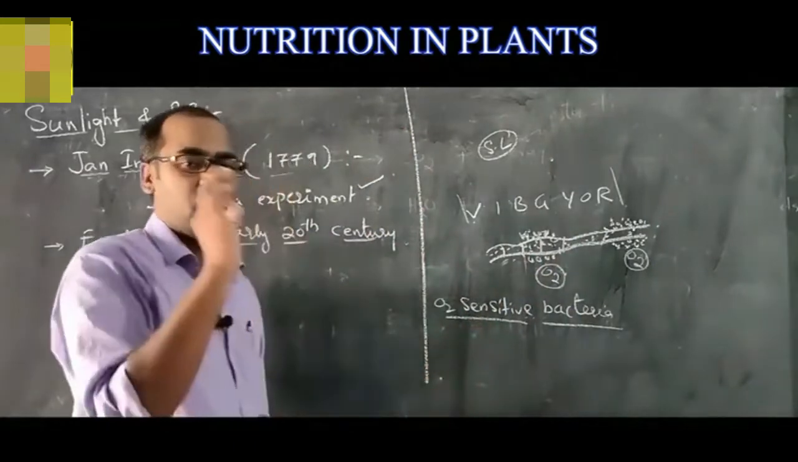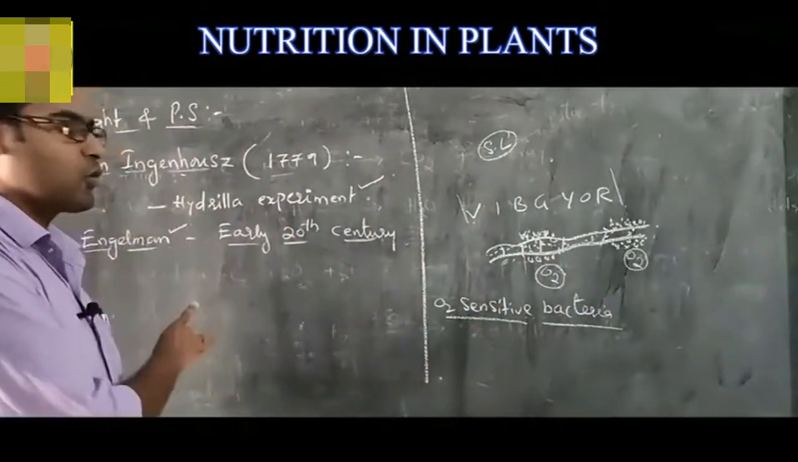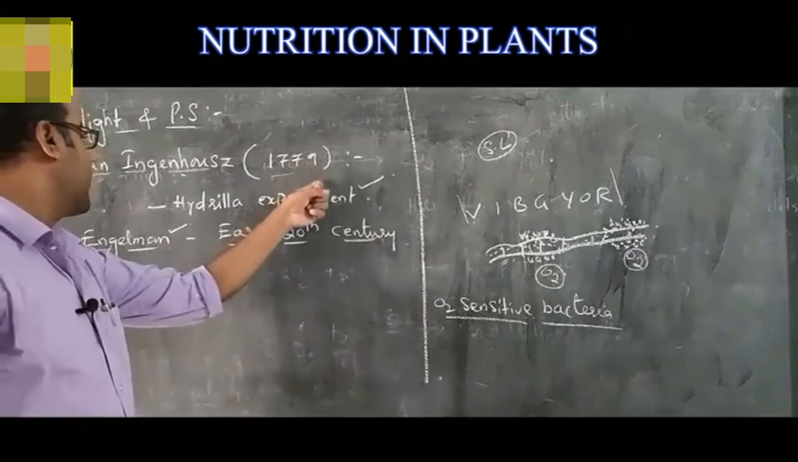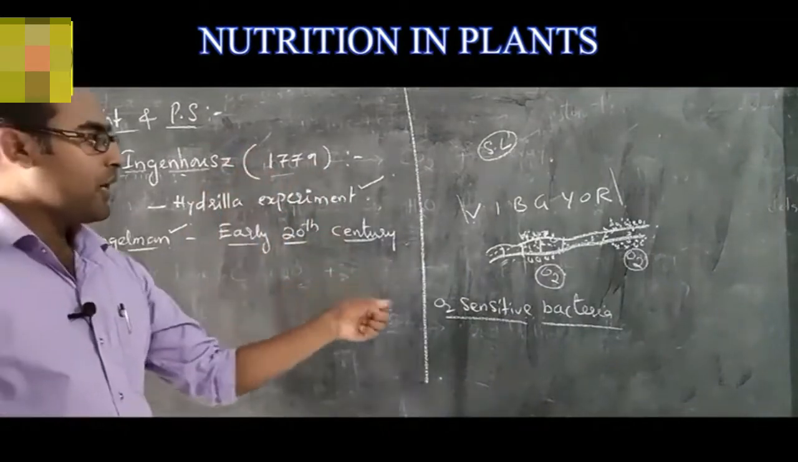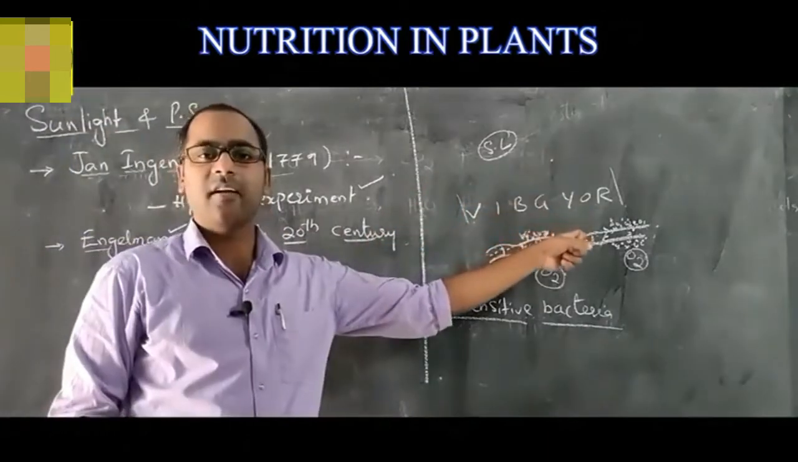So plants require sunlight for photosynthesis. From the hydrilla experiment it is proved, and the plants require blue colored light and red colored light for photosynthesis.